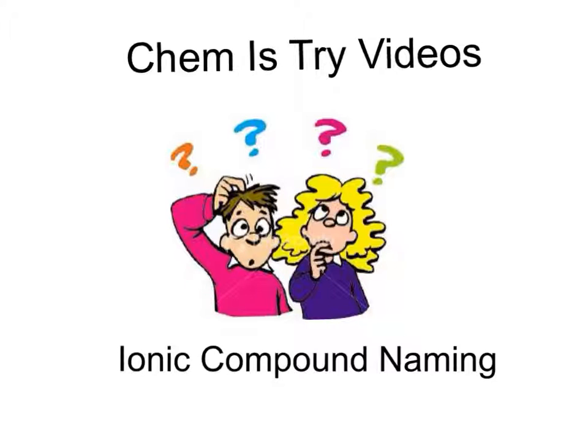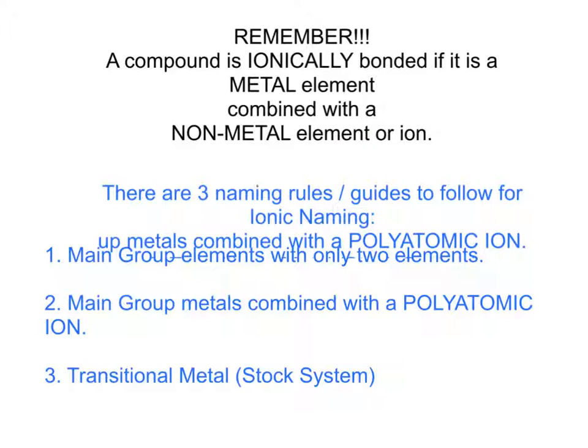Chemistry videos, ionic compound naming. We need to remember that an ionic compound is something that is bonded between a metal and a nonmetal. And there are three naming rules that you need to follow.